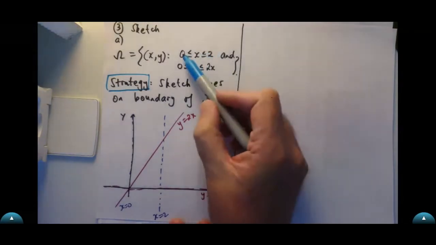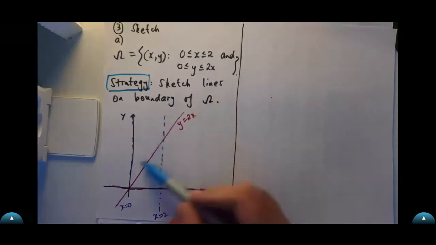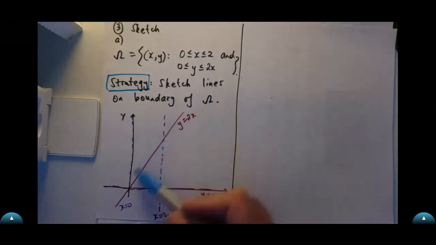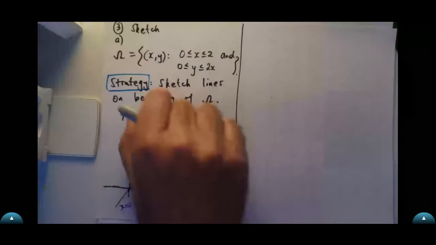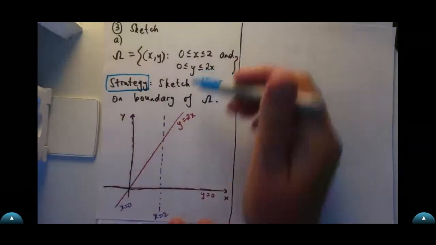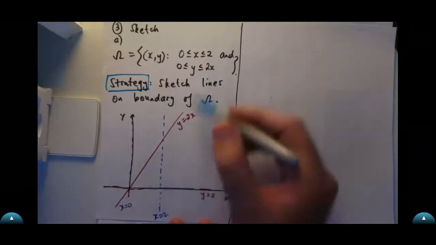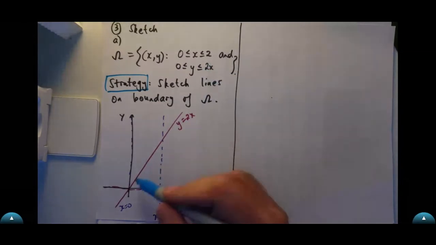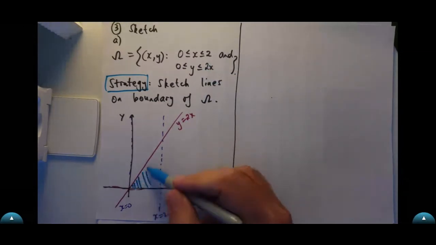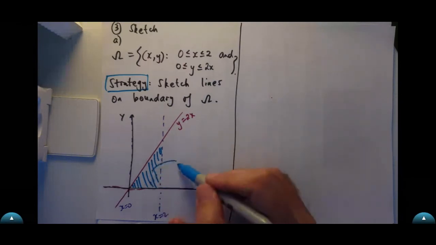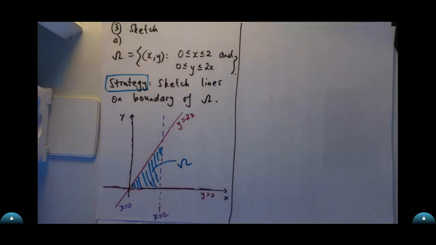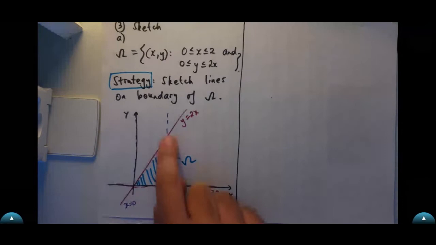And what we want is x between 0 and 2. So we're in this strip here, and we want y above 0 but less than this line. So the region is this triangle here. So this is bounded there, there, there, and there. That's sort of the edge, if you like.